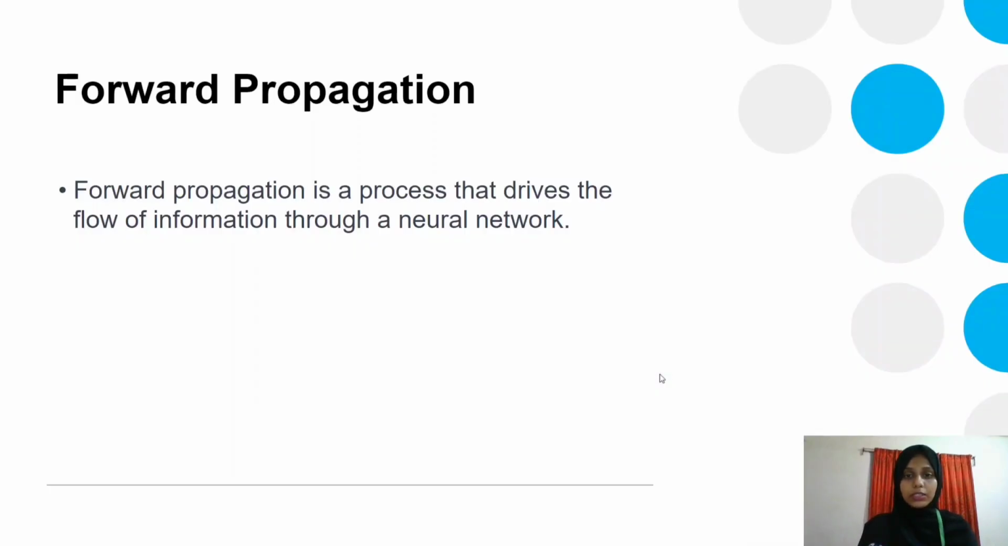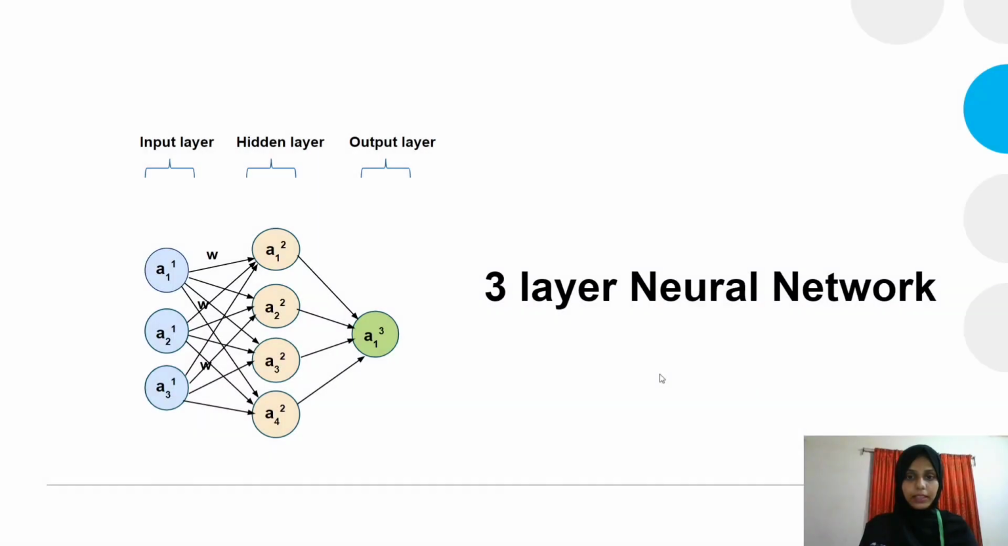Forward propagation is a process that drives the flow of information through a neural network. To illustrate the concept, let's consider an example of a three-layer neural network. We have an input layer, one hidden layer, and one output layer.